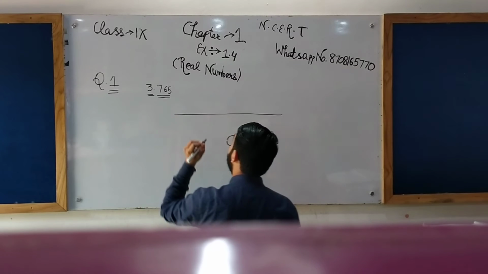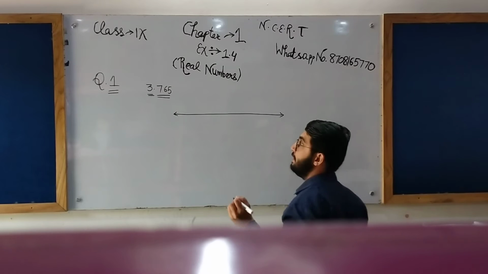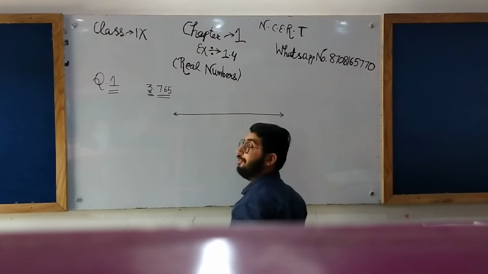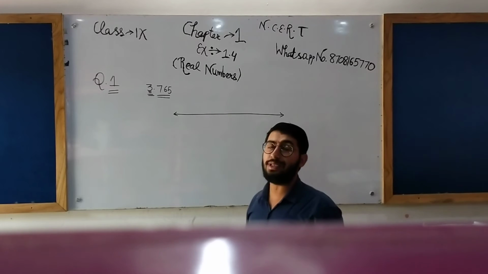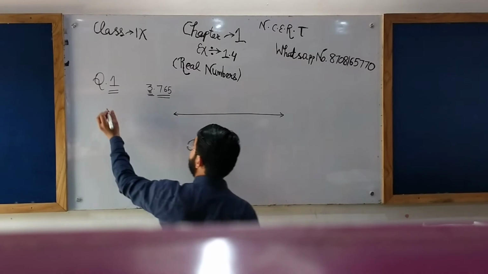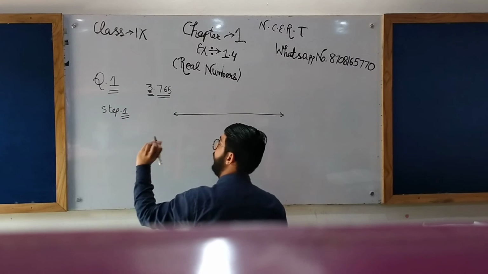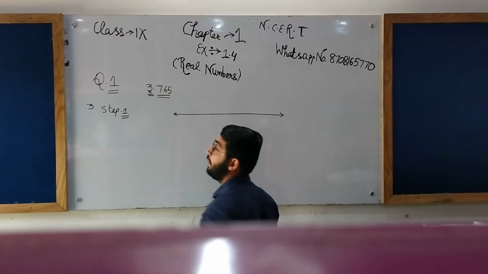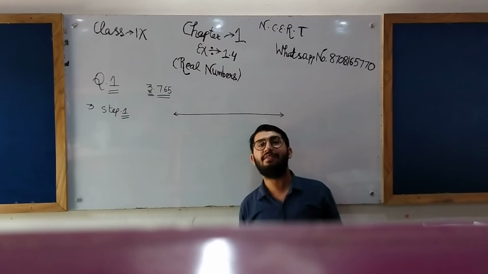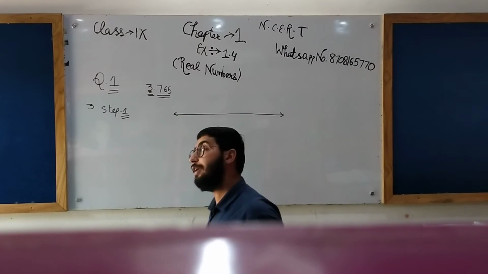Put arrows at the ends. I have taken only the very first digit to represent the number 3.765. It is the first step we are doing. Step number 1. I have taken the 3, but this number is not 3. It is more than 3 because of the presence of 765 after the decimal. Now we can say that this number lies between 3 and 4.